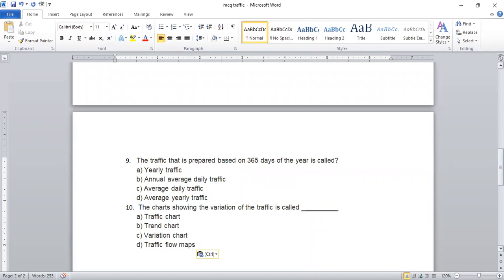In this way, we have completed some very important MCQs about traffic studies related to the PCU unit, and related to the objectives and outcomes of the traffic survey. So this much part we have completed here. It will be helpful to you for your competitive examination. I am thankful to you for attending such a nice session on traffic engineering and control.